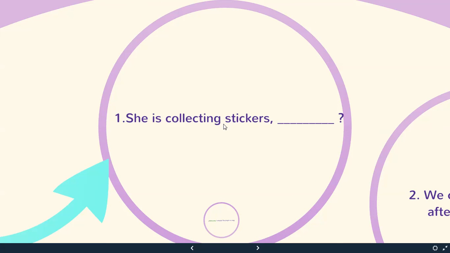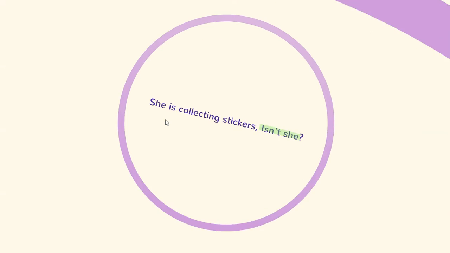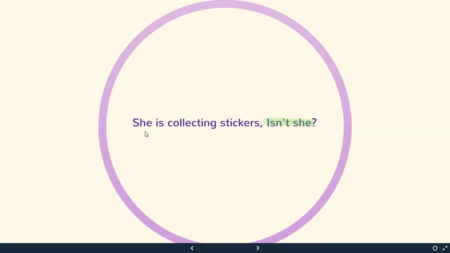She is collecting stickers. You have "is". Try to think of the answer. She is collecting stickers, isn't she? The sentence is positive, so the question tag is negative.